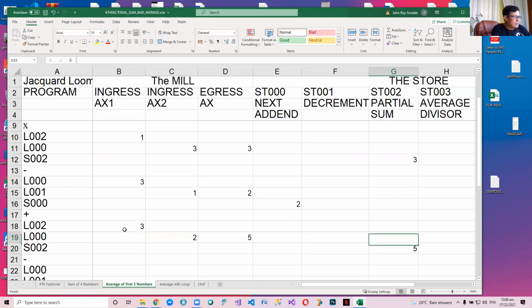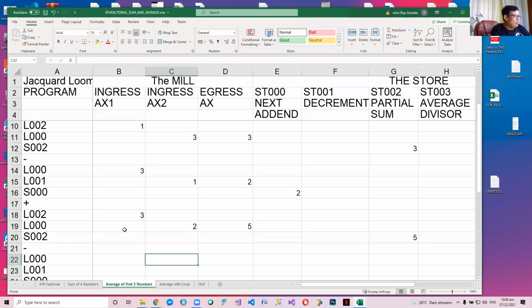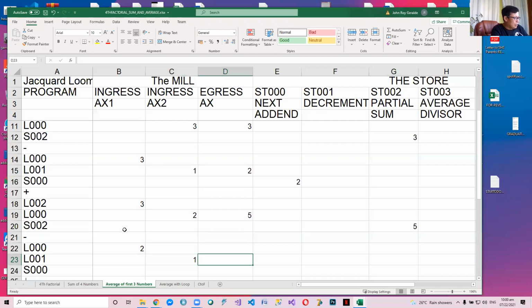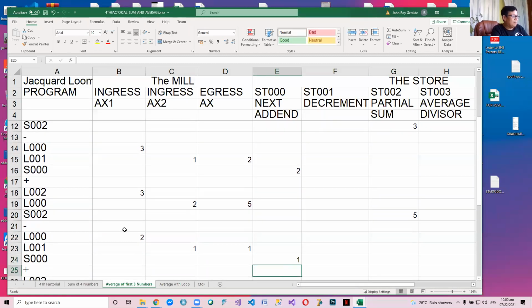And then 2 is not our final addend. 1 should be the final addend. So we load, we minus, and load 000, our previous addend, which is 2. The decrement, 2 minus 1 is 1. Do you follow? And we load it to 000. So our next addend is 1. That will be our final.